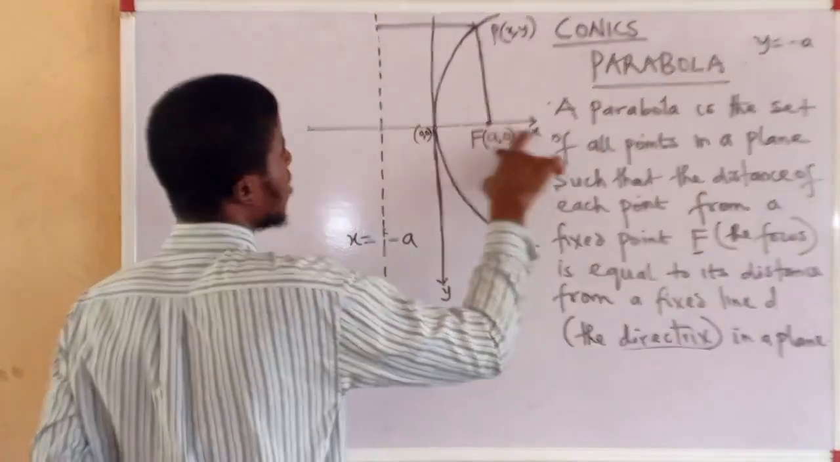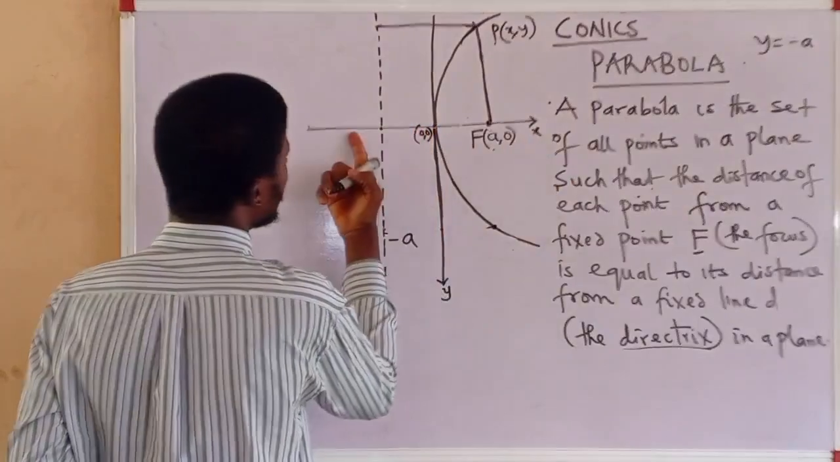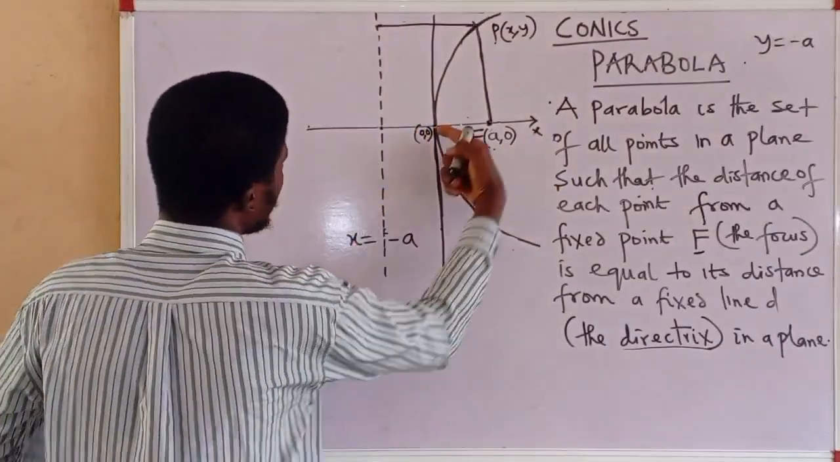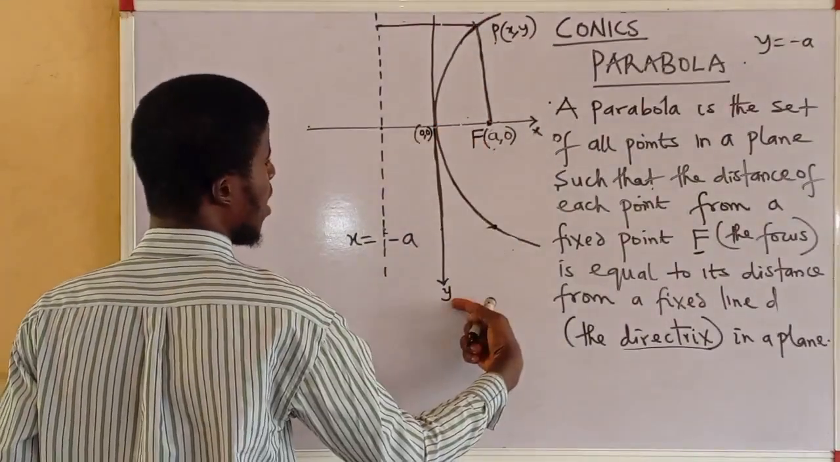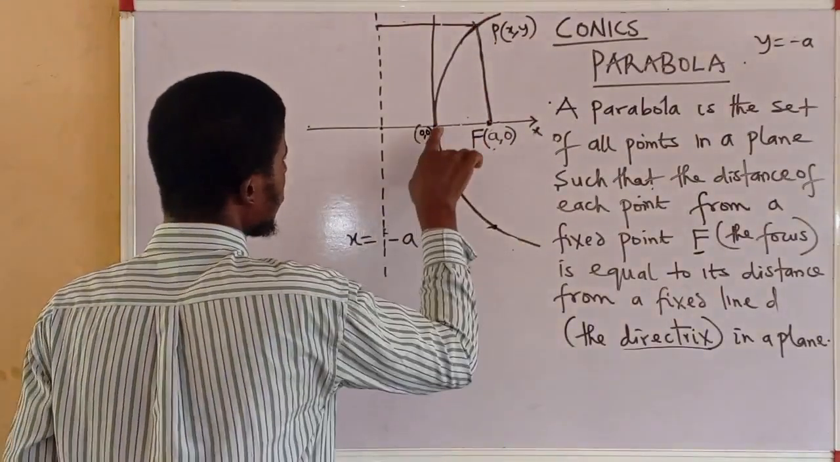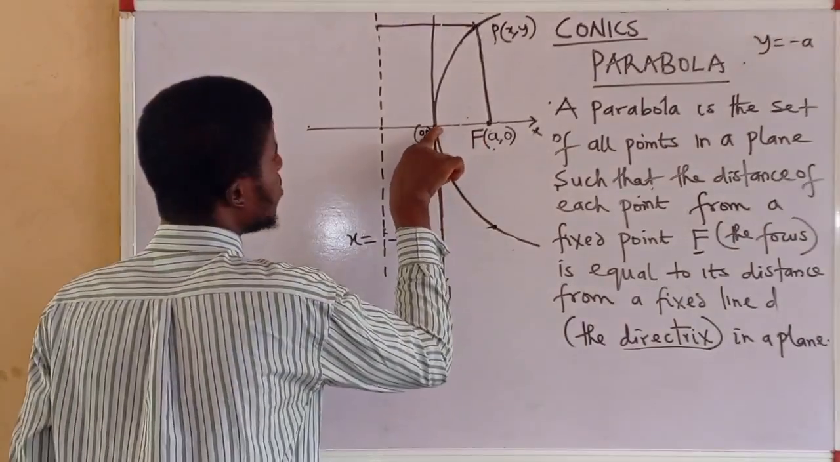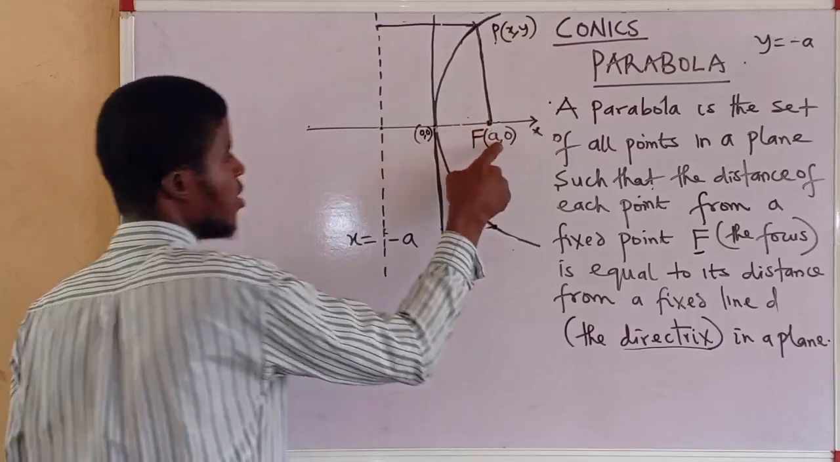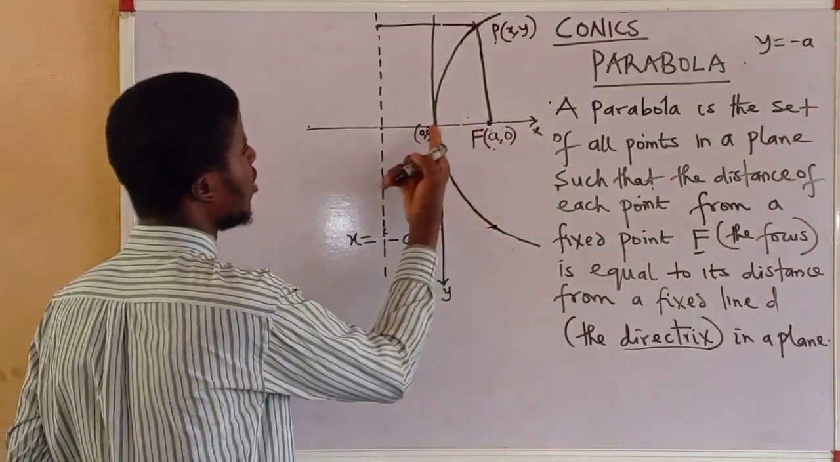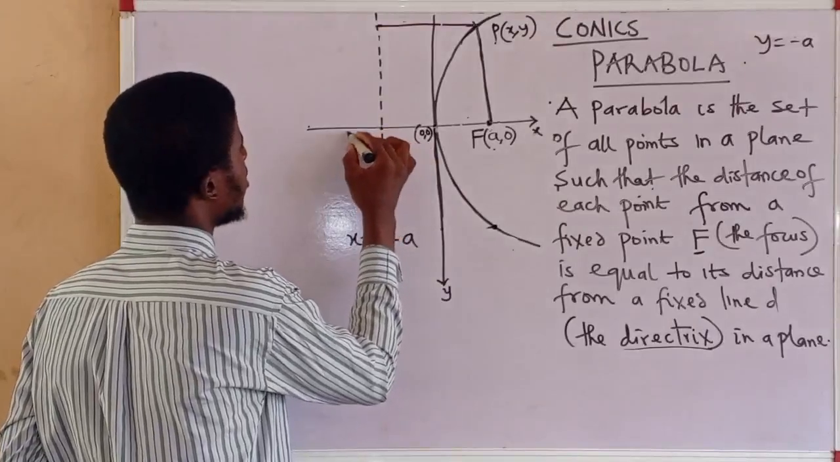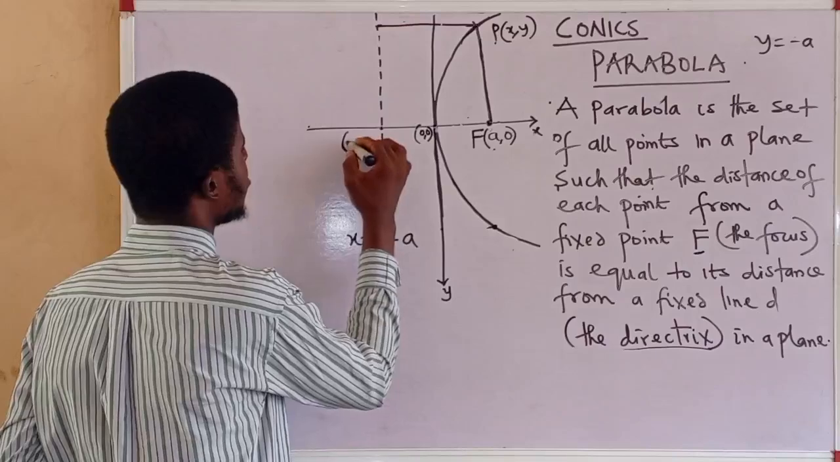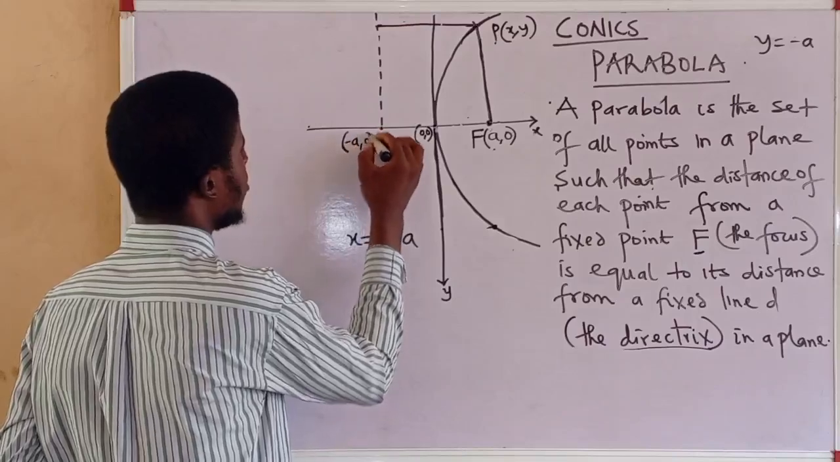This is the positive x-axis, and this is what? The negative x-axis. This is the positive y-axis, and this is the negative y-axis. So we said that from the origin to this point is, let's say, a. So to the left, it should be minus a. So this point here is x is minus a and y is 0.